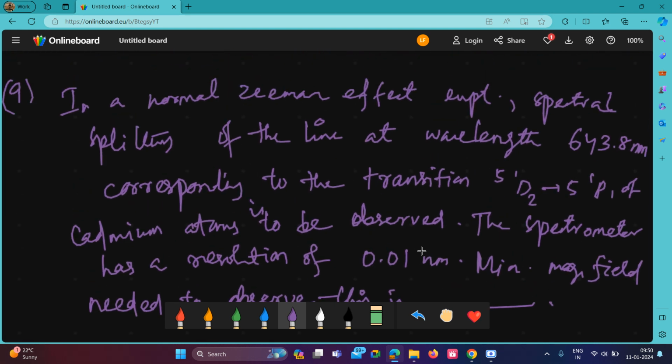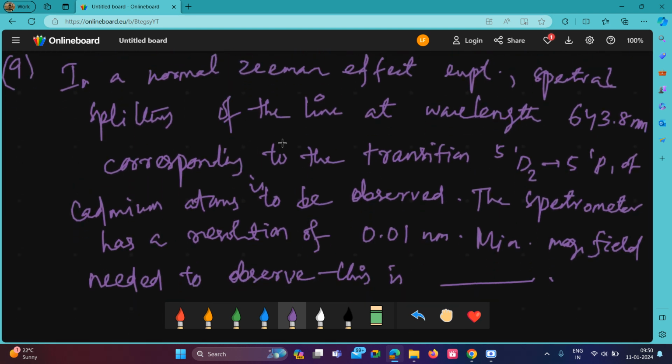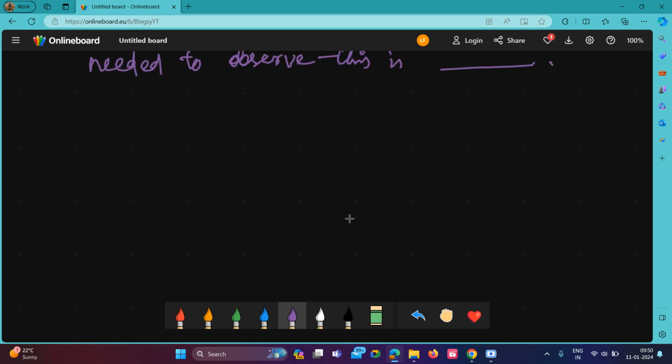Read the question again. In a normal Zeeman effect experiment, spectral splitting of the line at this wavelength, corresponding to the transition of cadmium atoms, is to be observed. The spectrometer has a resolution of this value. The minimum magnetic field is asked.